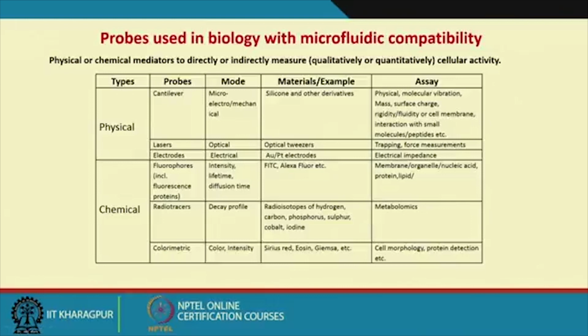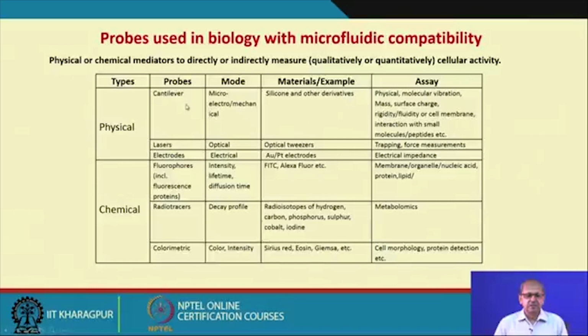In the physical process, we have different types of probes like cantilevers, lasers and electrodes, and a mode of experiment. In the case of a cantilever, it may be microelectromechanical; for a laser it will be optical; for electrodes it will be electrical. Materials used are silicon and its derivatives for cantilevers, optical tweezers for lasers, and gold and platinum electrodes for electrical. Assay systems may be molecular vibration, mass, surface charge and rigidity in the case of cantilever based; trapping and force measurement in the case of lasers; and electrical impedance specifically for electrodes.